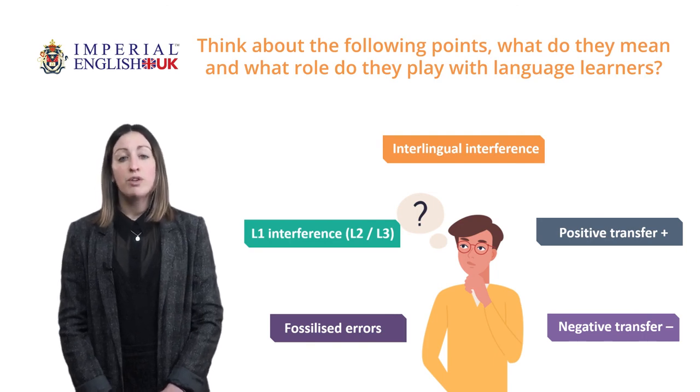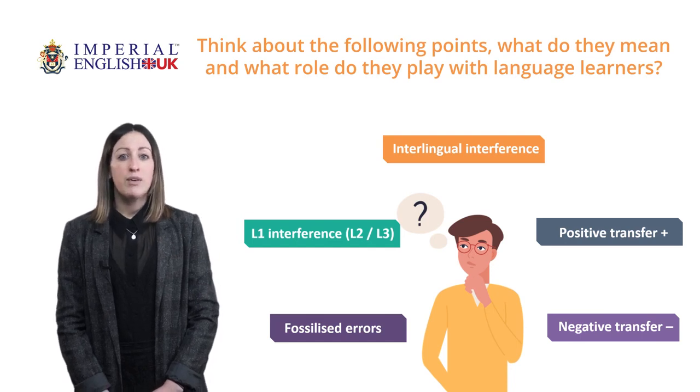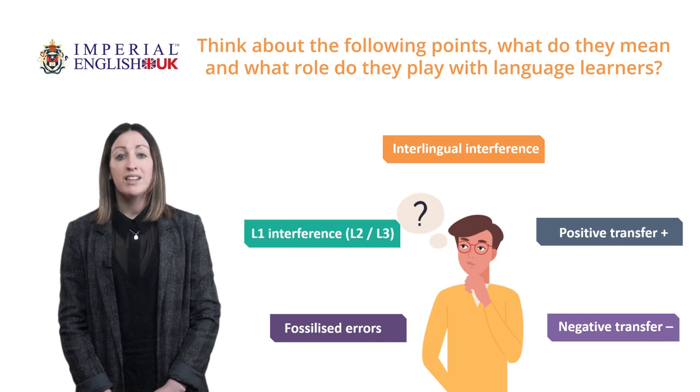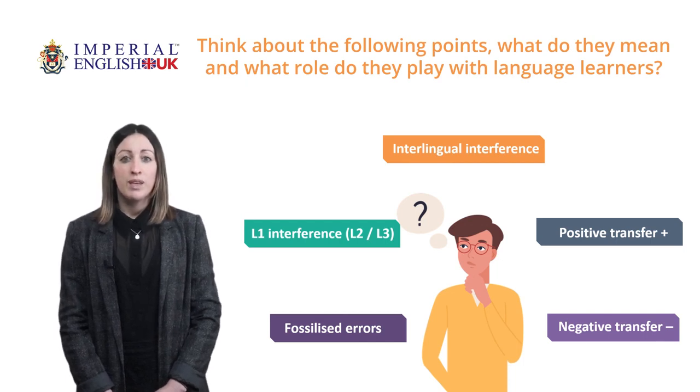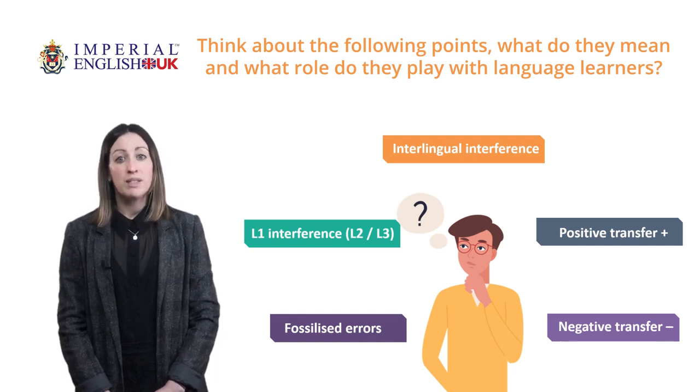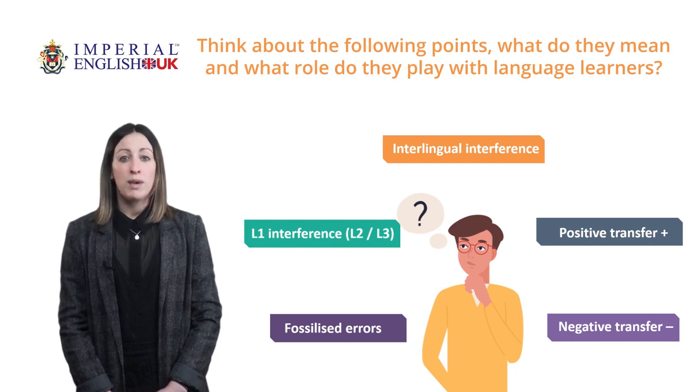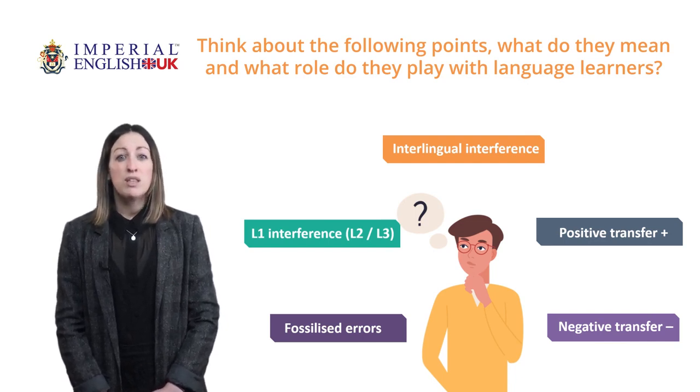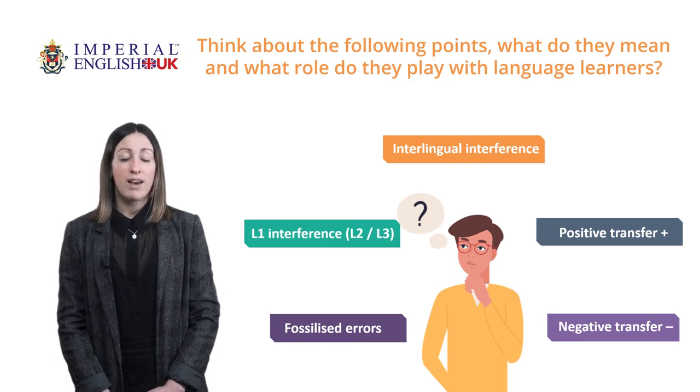Fossilized errors are often a result of interlingual interference. A fossilized error is when a student has made a mistake for a long period of time and has not been corrected. It's then difficult for the learner to break the cycle of using the incorrect form. It's also sometimes a place of contentment for the student. They reach a point of competency where they can communicate effectively, even though they still make mistakes. So they don't see the point or the need of attaining perfection.